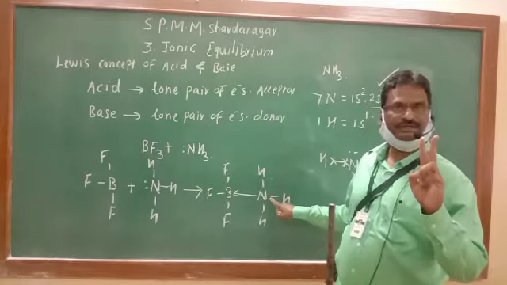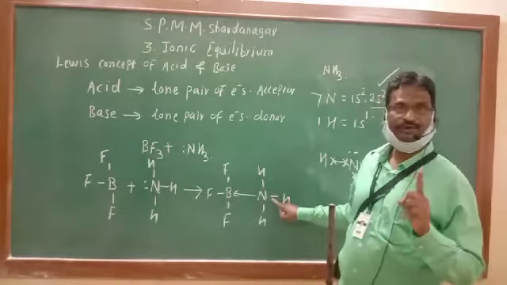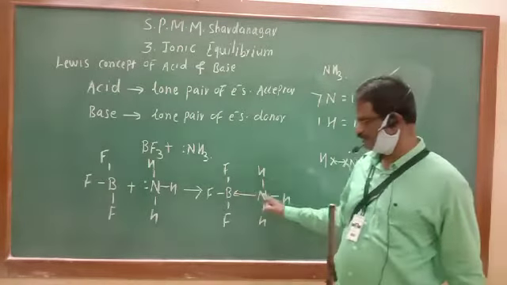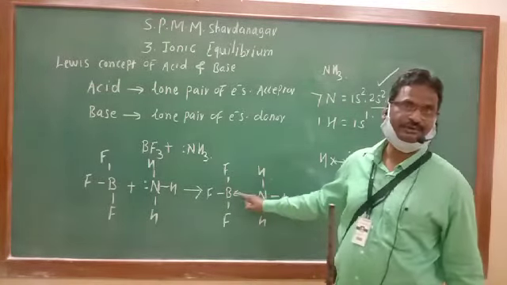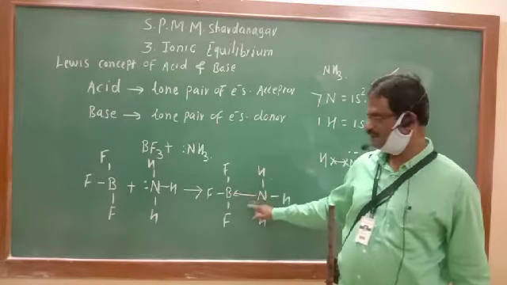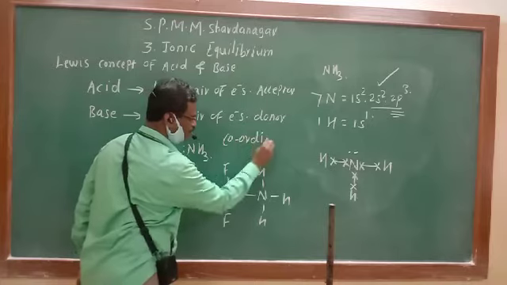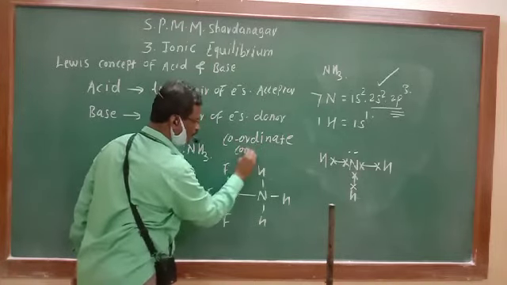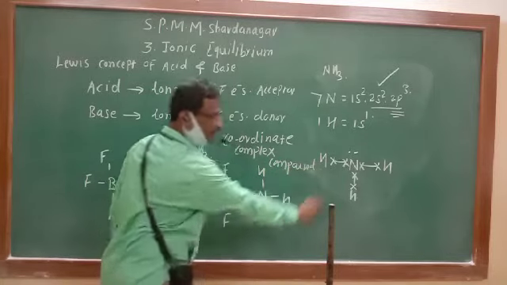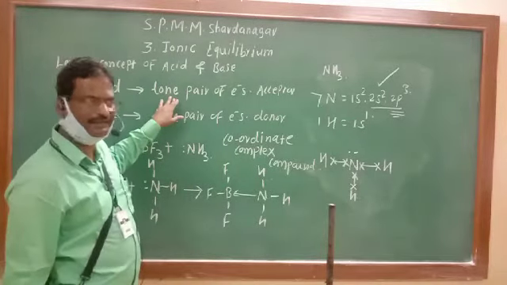Both two electrons required for bond formation are shared by only one atom, only nitrogen atom, and therefore arrow is showed in that direction, nitrogen to boron. This way arrow is showed, nitrogen to boron, and such a type of compounds are known as coordinate complex compounds. This is the coordinate complex compound formed after the neutralization reaction according to Lewis theory of acid and base.